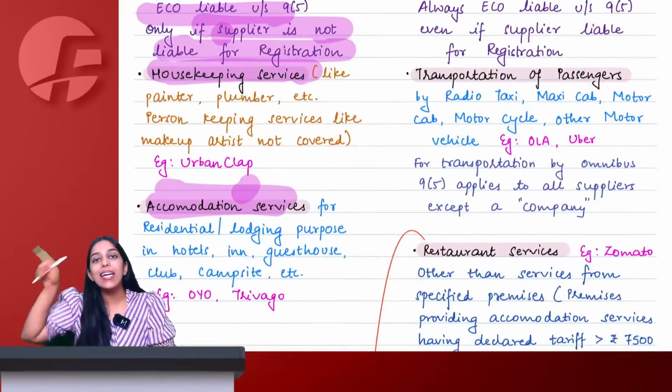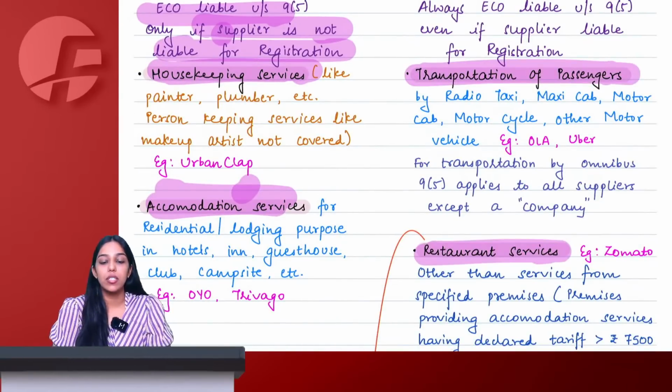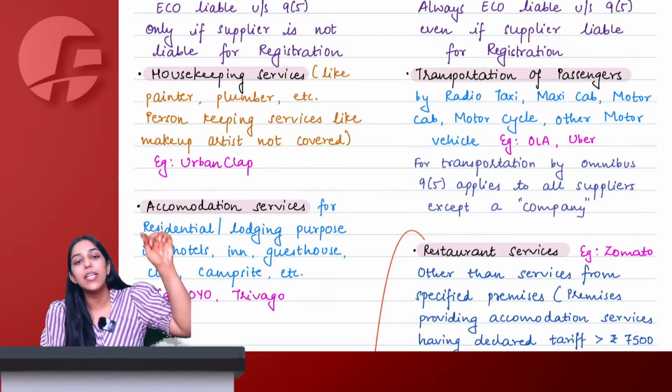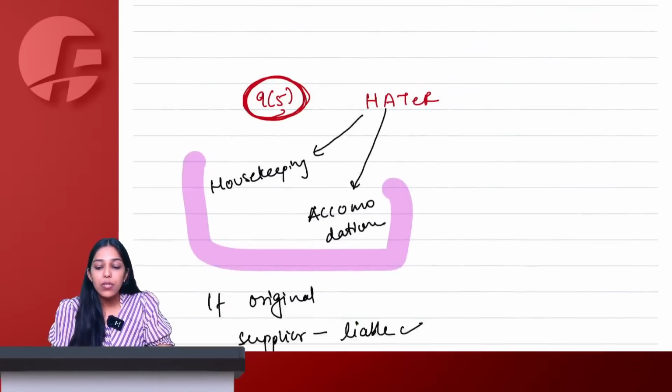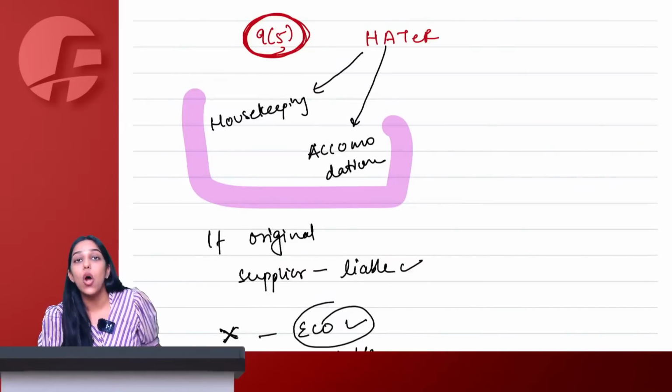But for T and R services, which is transportation of passengers and restaurant services, for transportation and restaurant, we are saying that always and always the e-commerce operator is going to be liable. Do you understand the difference? Yes, ma'am. For housekeeping and accommodation, the e-commerce operator will only be liable if the original supplier is not liable.